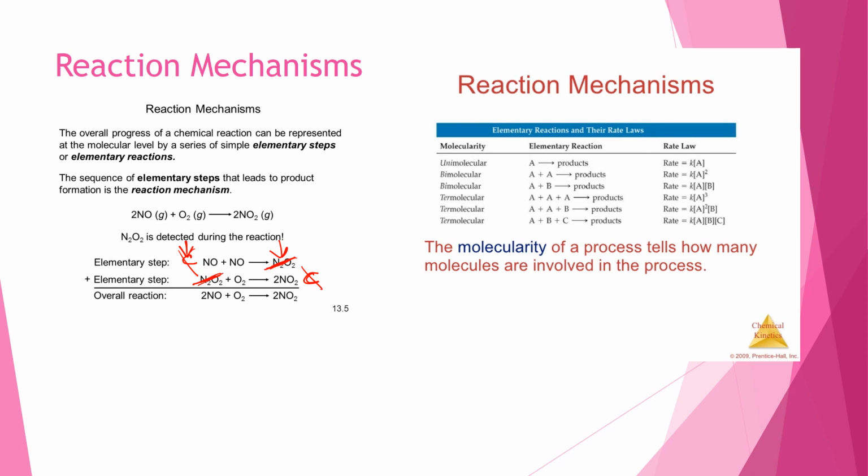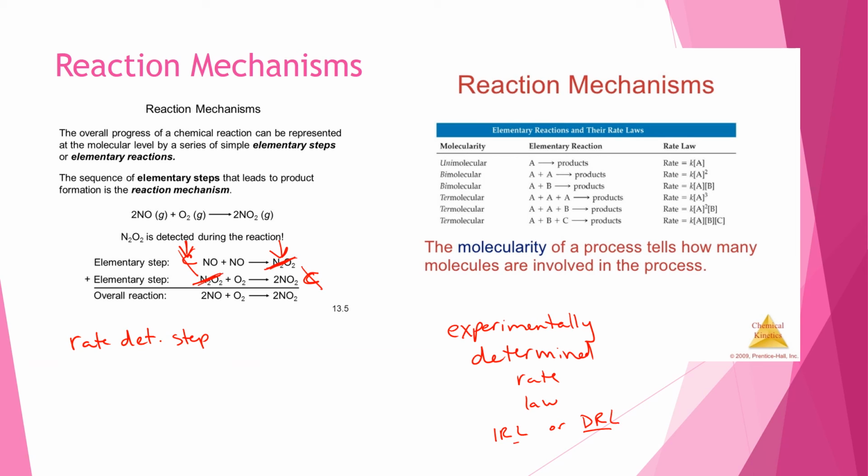So with this, there's a couple of things you have to do with reaction mechanisms. First of all, you have to determine the rate determining step. The rate determining step is the slow step that is in this process. So let's say that we have an experimentally determined rate law. That is found from either integrated rate law or differential rate law. That's what experimentally determined rate law is.